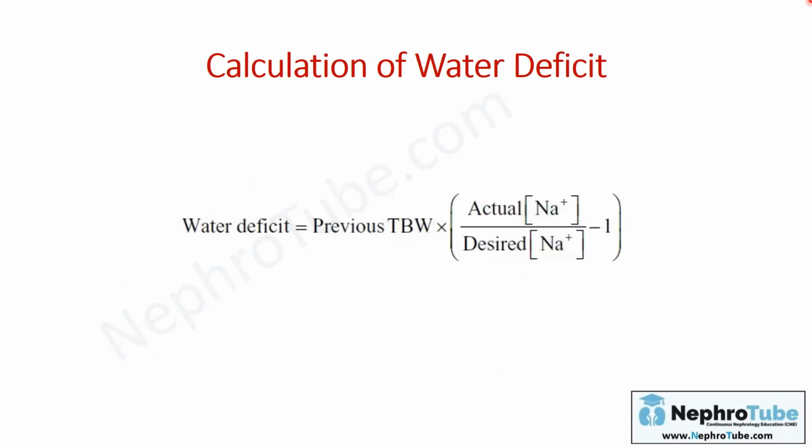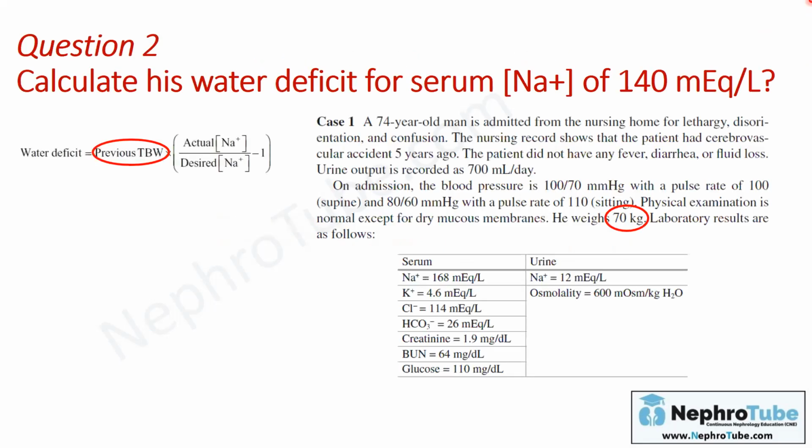To calculate the water deficit, you will use this equation: the previous total body water of the patient, multiplied by the actual sodium over the desired sodium minus 1. The actual sodium over the desired sodium minus 1 shows you the percentage of the increase in sodium, which is multiplied by the previous total body water. This will give you the water deficit.